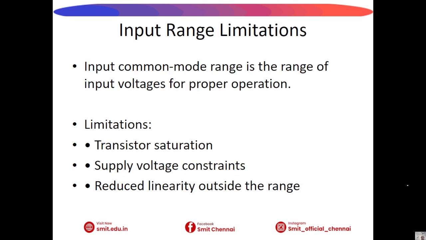Next, the input range limitations. An important parameter of an op-amp is its input common mode range. This range refers to the range of input voltages over which the amplifier operates correctly. If the input voltage exceeds this range, some transistors may enter saturation or cutoff, causing distortion and loss of linearity. Designers must ensure that the input signals remain within the specified range for proper operation.